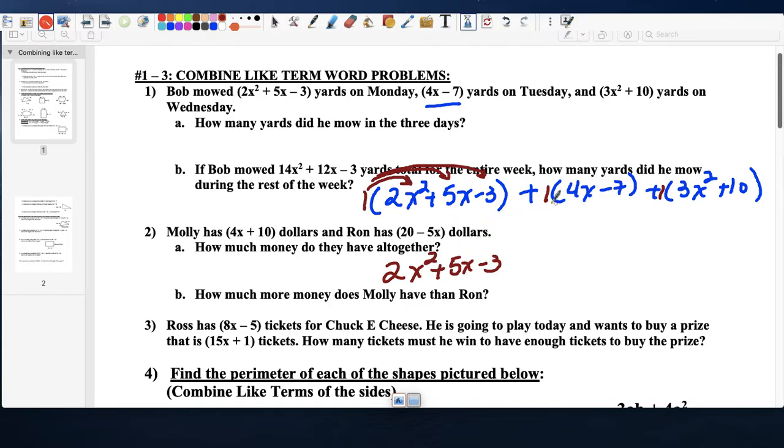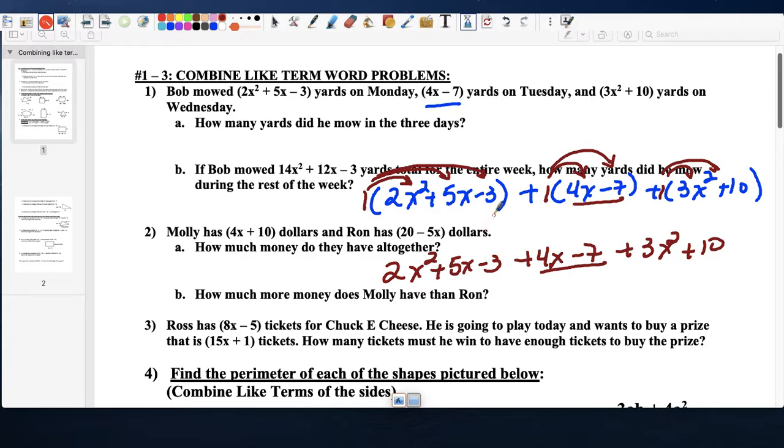And then this one over here, if I multiply that times 4x and then times minus 7, I'm going to get exactly the same thing because it's a positive times a positive, and then a positive times a negative. So again, notice that the terms inside the parentheses and outside are exactly the same because we're multiplying by positive 1. And then last, the same thing. 1 times 3x squared is positive 3x squared, and 1 times 10 is a positive 10.